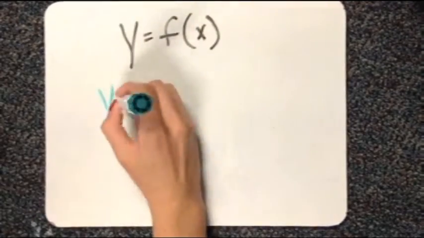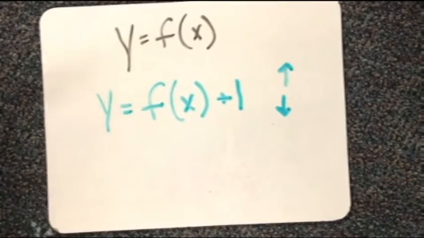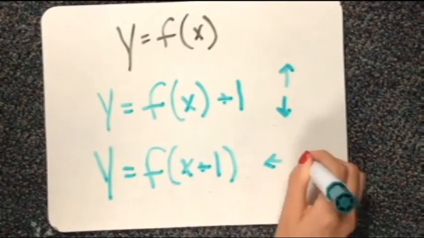Translations. Adding or subtracting a positive constant to a function will translate the graph up or down by that many units. Adding or subtracting a positive constant to x will translate the graph left or right by that many units.